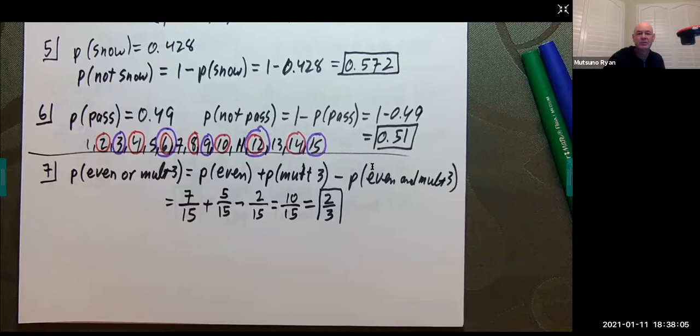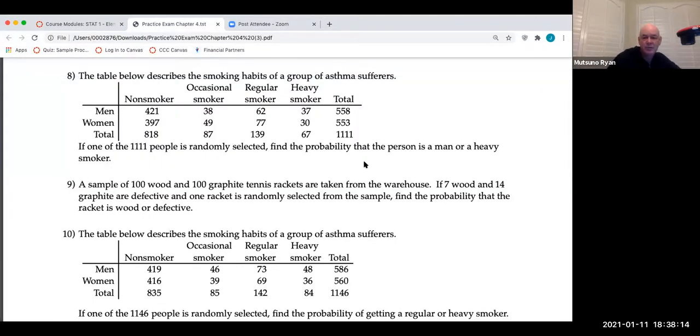Next up is number 8. And what I want to do is share my screen with you so you can see what I'm talking about here. So we have a total of 1,111 people, and we're talking about smokers. We have 4 categories: non-smoker, occasional, regular, and heavy. And we have men and women going the other way. So find the probability that the person is a man or a heavy smoker. So our overlap are heavy smoking men. That's going to be my subtract part, meaning I'm going to do heavy smokers, I'm going to do men, and then I've got to subtract out the part that was counted twice. So let me flip back and show you what that looks like.